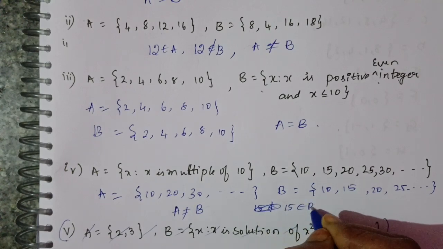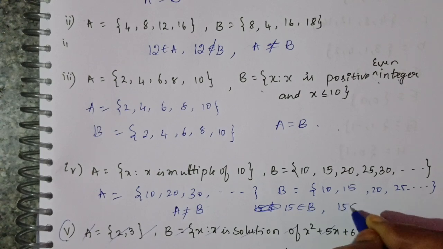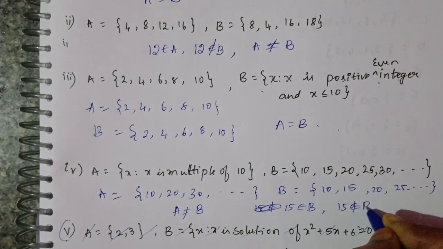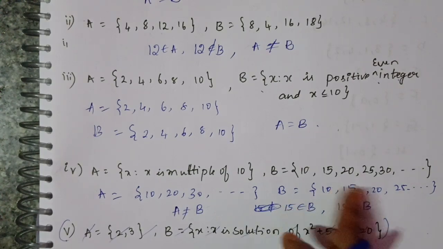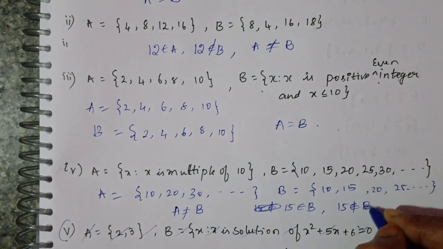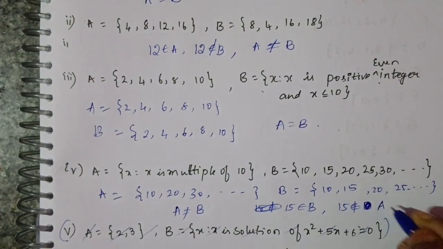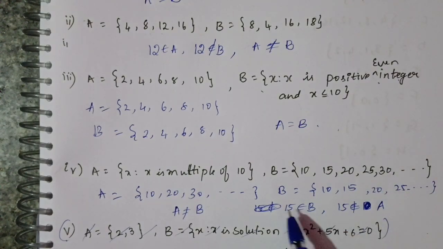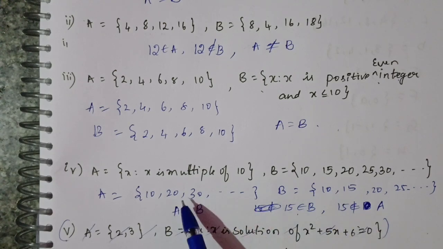15 belongs to B, but 15 does not belong to A. Why? 15 is there in B, but 15 does not belong to A. So therefore A is not equal to B.